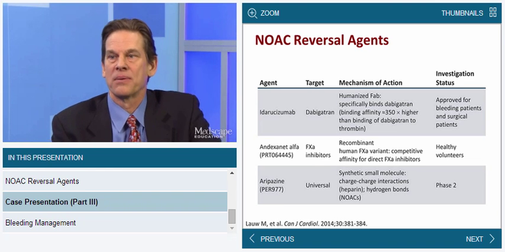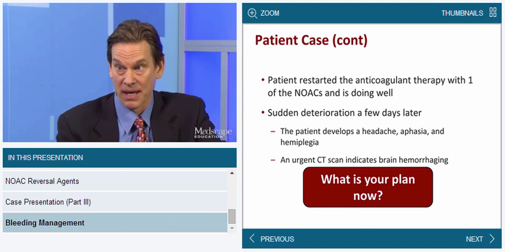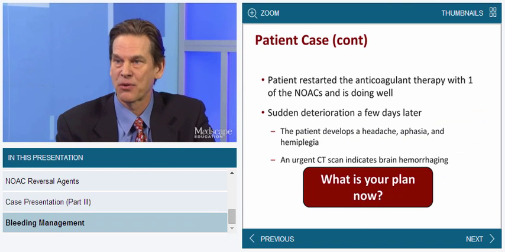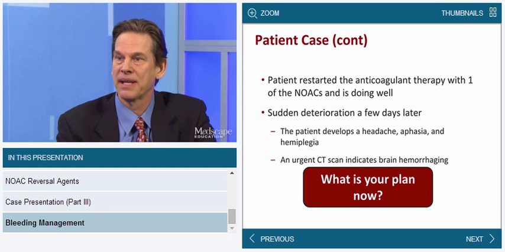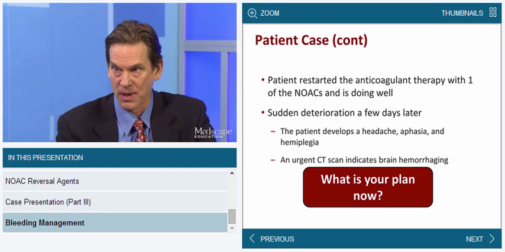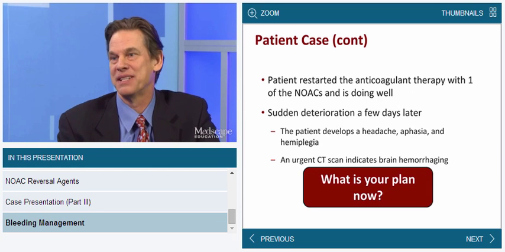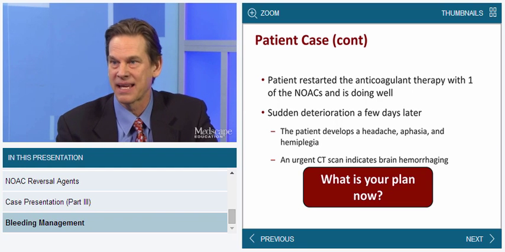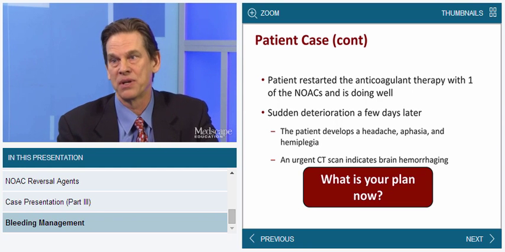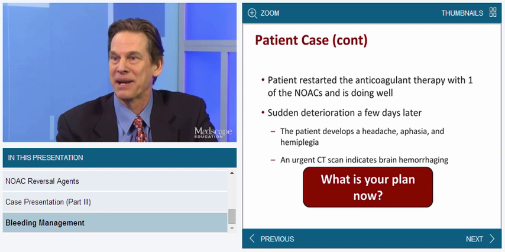Okay, terrific. So let's just take the scenario that we've restarted the anticoagulant therapy. You've chosen one of the novel agents. The patient's doing well. And then, unfortunately, a few days later, there's a sudden deterioration. Patient develops a headache, aphasia, hemiplegia, do an urgent CT scan, and there's a brain hemorrhage.